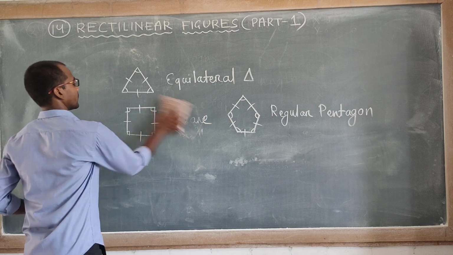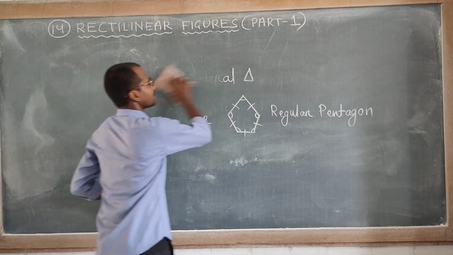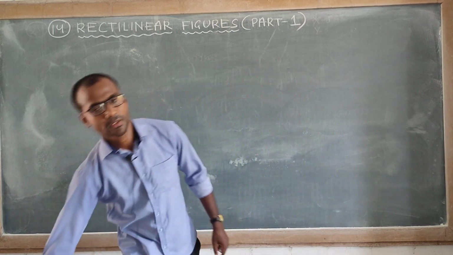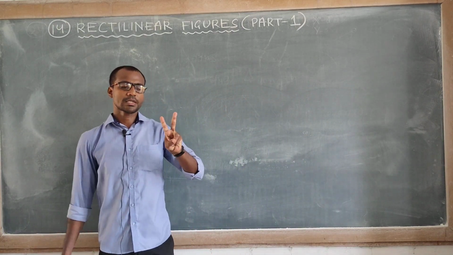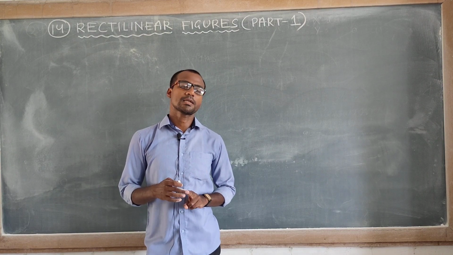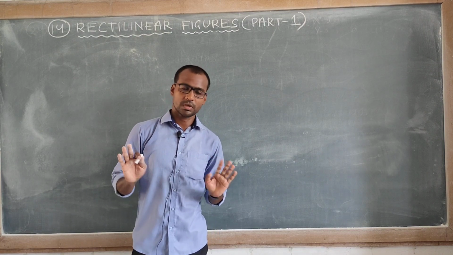So remember the conditions. A polygon is said to be regular only if it satisfies two conditions. What are the two conditions? First is all the sides must be equal in length. Second is all the angles must be equal.